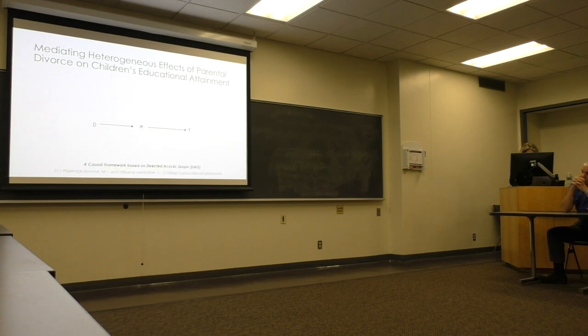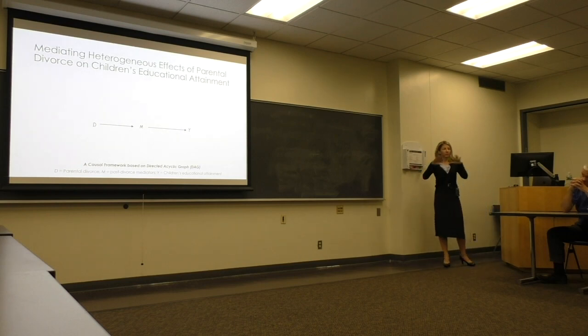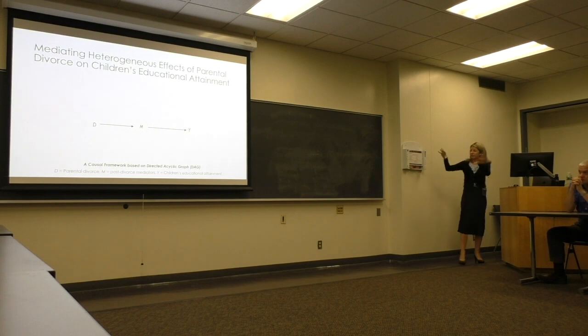This is just a directed acyclic graph which demonstrates those two conditions that must be satisfied for the mediator to play that role. In addition to heterogeneity in the total effects, we're also going to pay attention to heterogeneity in those mediating effects. How does this mediating process play out across families with different likelihoods of divorce occurring?